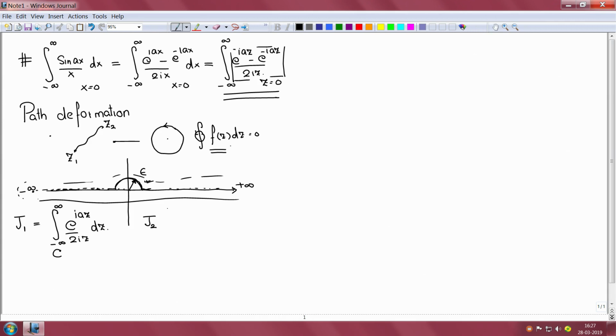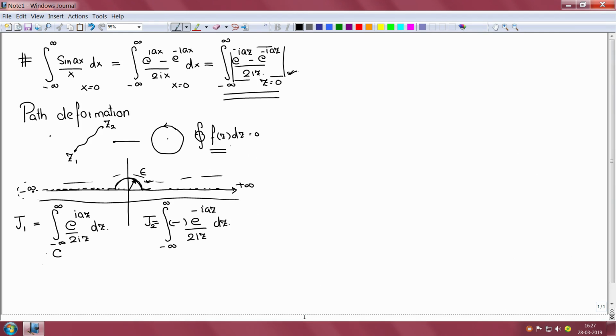Now I will also consider this integral minus infinity to infinity, now with a minus, e to the power minus I a z over twice I z dz, again along the same contour. The sum of these two should equal this integral, that is the contention, okay. Why? Path can be deformed, okay.